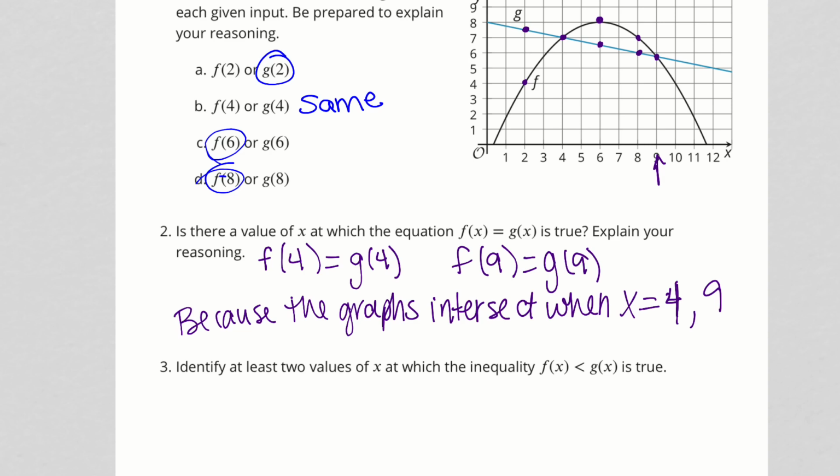Identify at least two values of x at which the inequality f of x is less than g of x is true. F of 2. Okay, so f of 2 is less than g of 2. So that was this point here. Pick another one. F of 3. That's also true. Are there any other ones that are true?